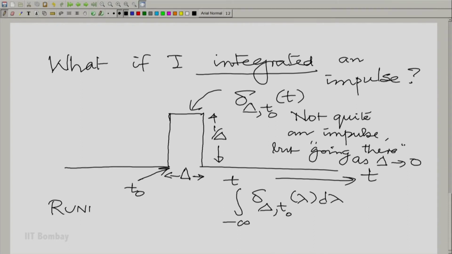We call it a running integral of this impulse, or this very narrow pulse which is moving towards an impulse. And let us see what I would get. Now, there are 3 situations possible. Let us draw all the 3.